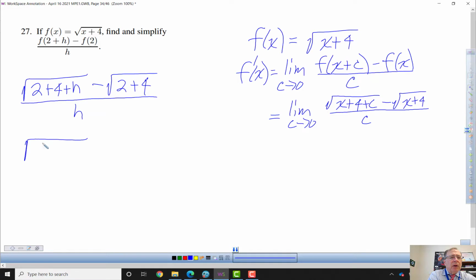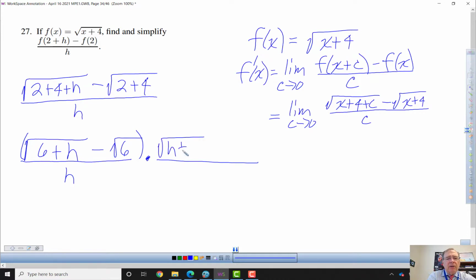So that's the square root of h plus 6, minus the square root of 6, all over h. I can't cancel the h's directly, so I'm going to multiply by 1 in the form of the irrational conjugate of this divided by itself. So I'm going to do the square root of h plus 6 plus the square root of 6, divided by the square root of h plus 6 plus the square root of 6.